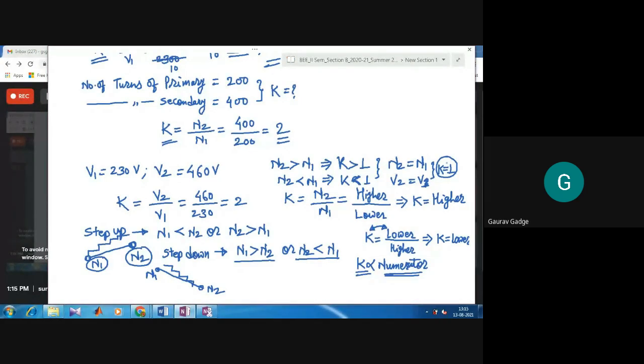If induced EMF is also increasing, the voltage on the secondary side is also increasing, and therefore we can say K greater than 1. Step down, that is, number of turns are decreasing, induced EMF is decreasing, secondary terminal voltage is decreasing, and therefore K is less than 1. But if both the number of turns are same, induced voltages are same, output voltage is equal to input voltage.